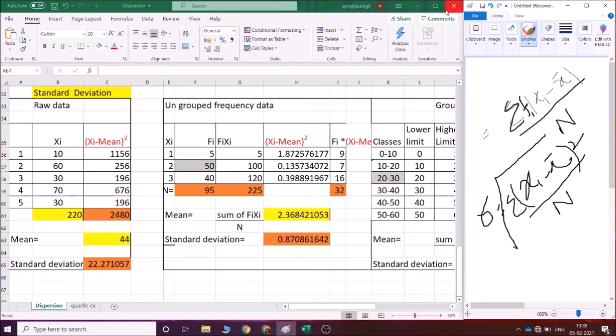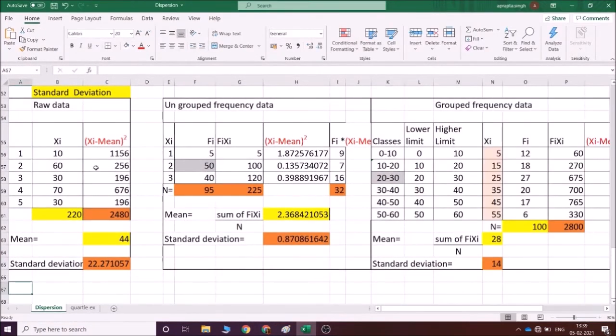So xi minus mean squared, you found this value. What is standard deviation? It is the square root of 2480 divided by 5, that is the count. 2480 divided by 5 and you find the square root of it. This is how you get the standard deviation.